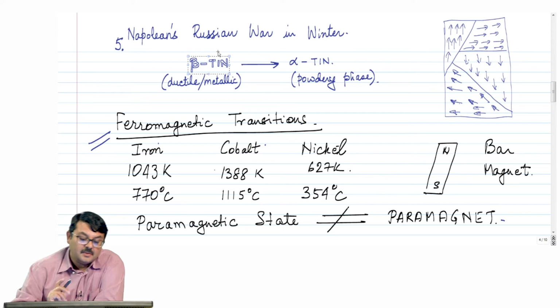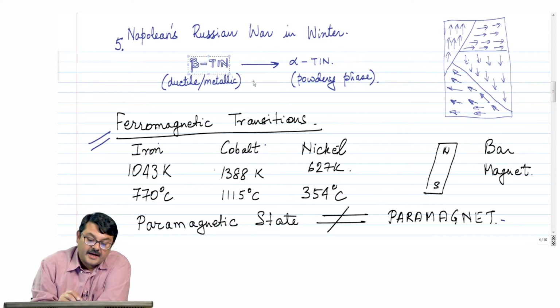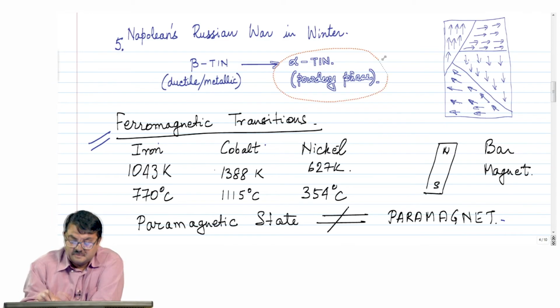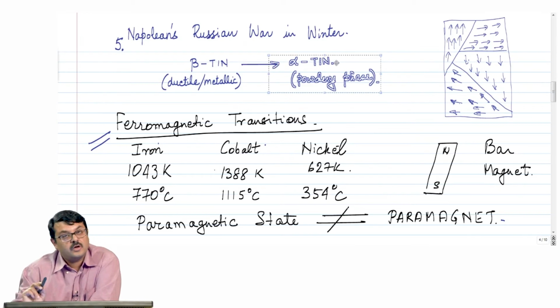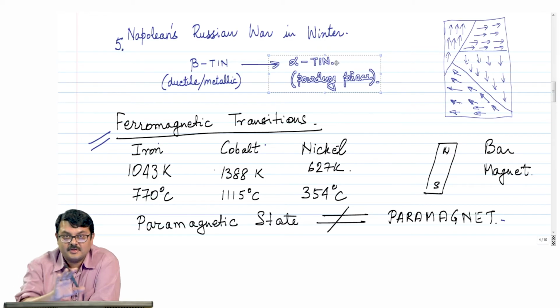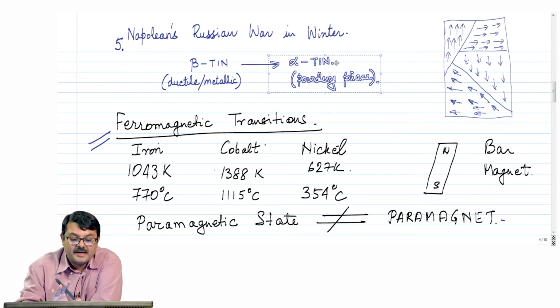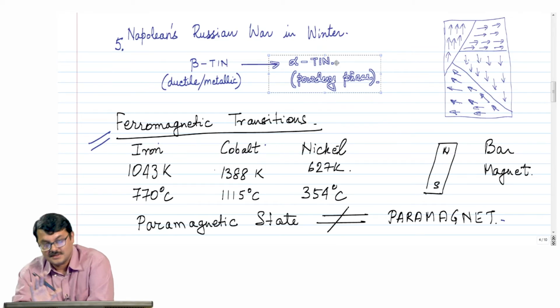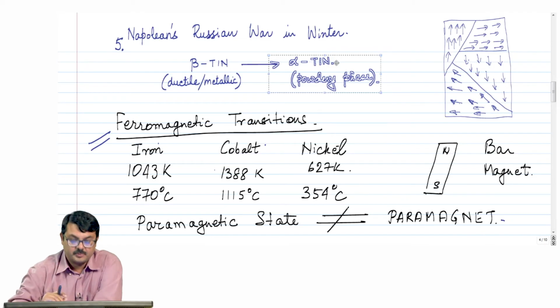Basically, these buttons, which were in the so-called beta tin phase, which is ductile and metallic and behaves like a normal metal, underwent a phase transition at lower temperatures into the so-called alpha tin, and that is a powdery phase. So, the buttons became powder and fell off. And that was, of course, not very comfortable for the soldiers to fight in that freezing cold. Of course, I am not saying that that was the only reason he lost the war. The point I am trying to make is that understanding phase transitions has implications and ramifications in the real world. So, you need to understand the properties of materials.